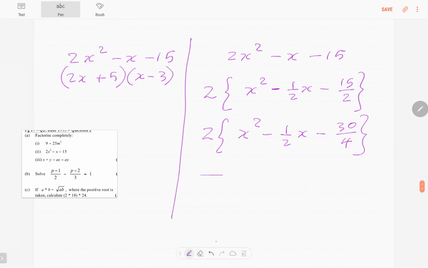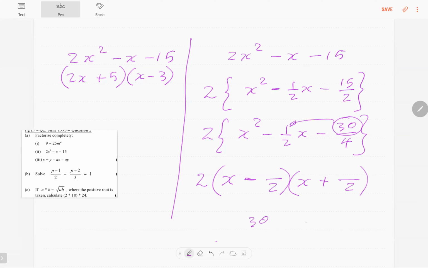If I apply the approach we did earlier, it becomes 2 bracket. The first two values will be x and x. Signs in the bracket are different, one minus and one plus. Now what do we want? We want factors of 30 over 4 with difference half. Basically it's going to become something over 2 and something over 2, so you really want factors of 30 with the difference negative 1, because everything is over 2.